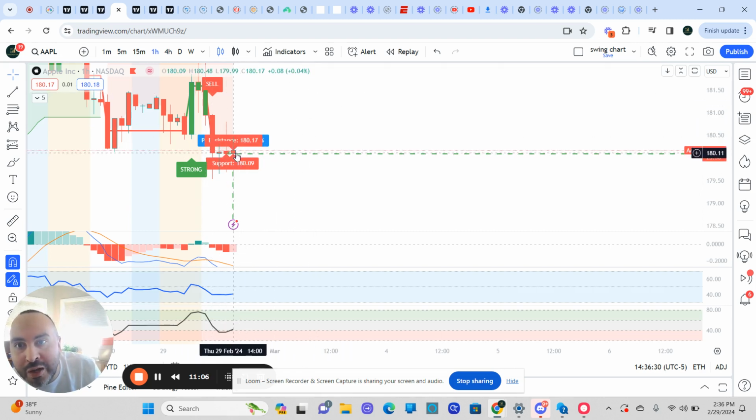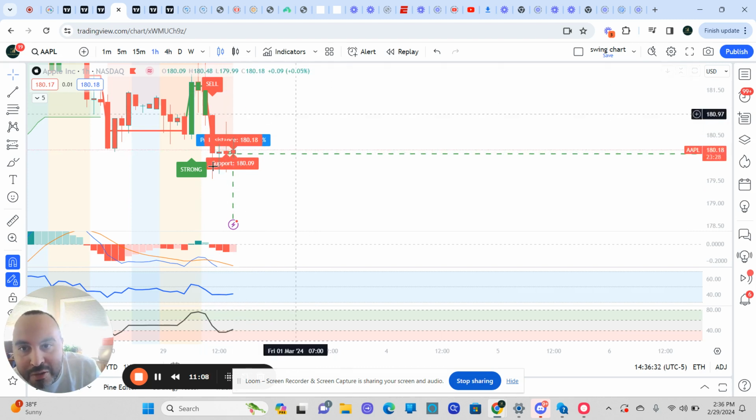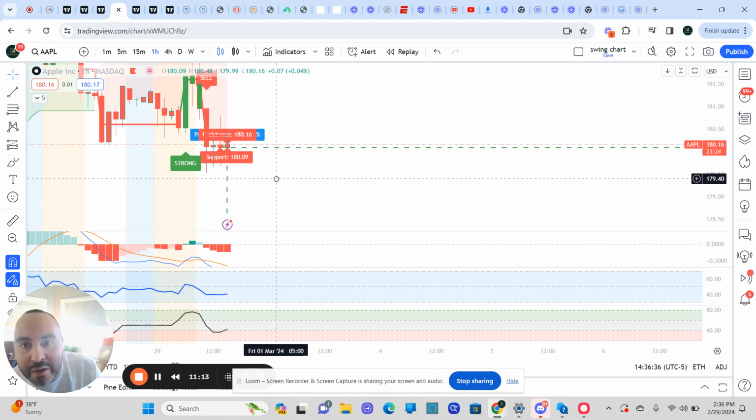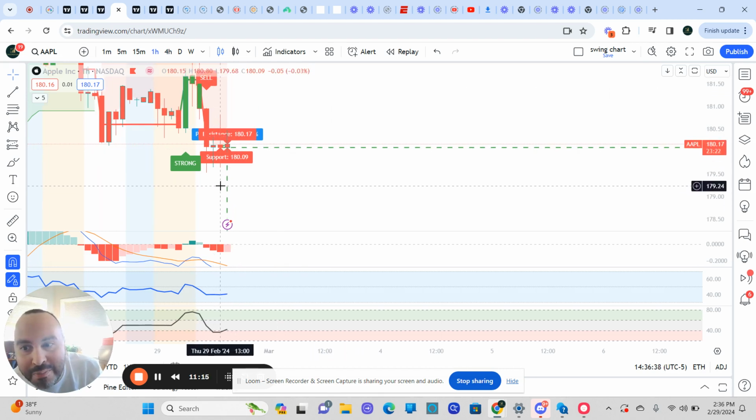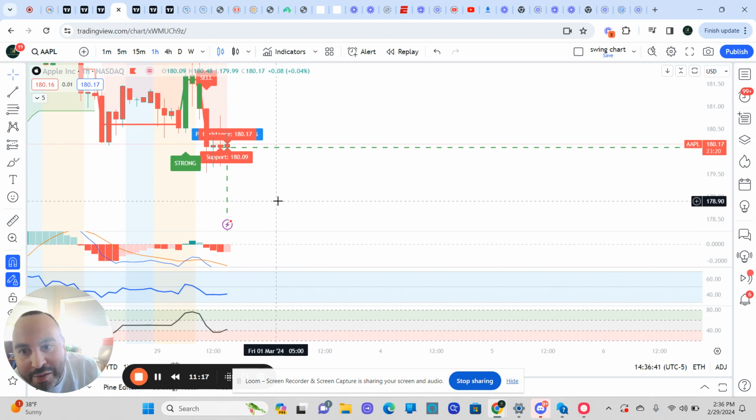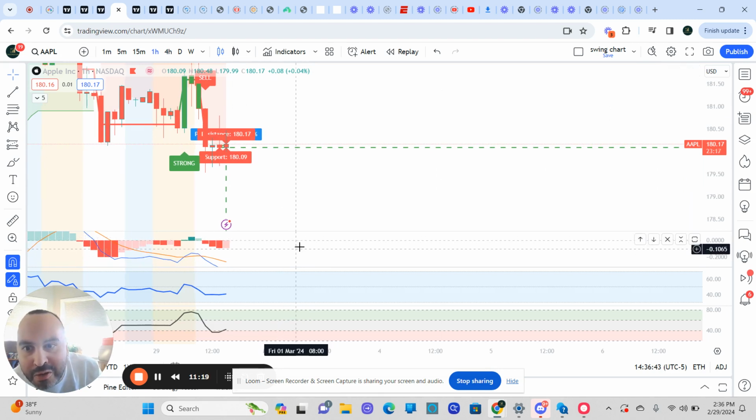If we do, I will very likely play that bounce. If not, and we lose this support, then I'm going to short it, and I'll make that money back and then some. That's the plan, at least. So right now we're just kind of going sideways.